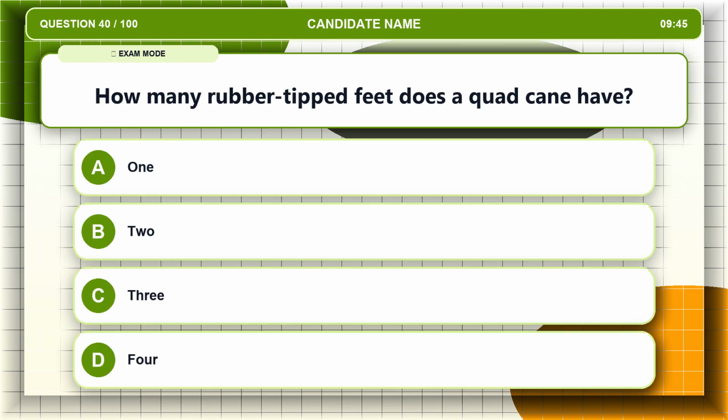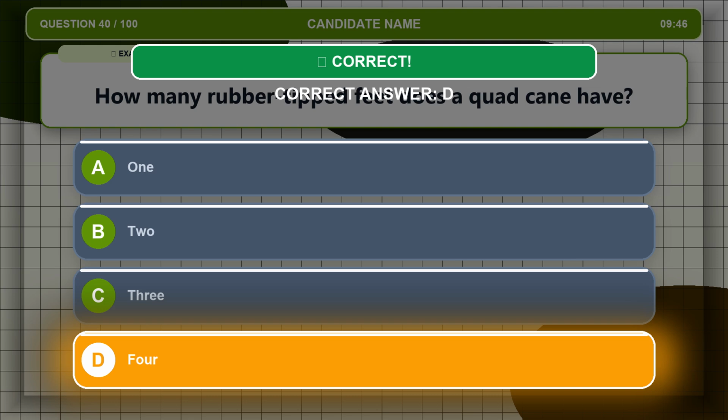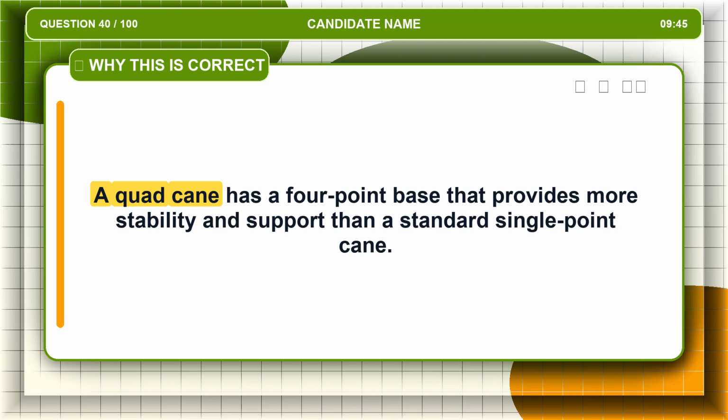Question 40. How many rubber-tipped feet does a quad cane have? Option A, 1. Option B, 2. Option C, 3. Option D, 4. The correct answer is option D, 4. A quad cane has a 4-point base that provides more stability and support than a standard single-point cane.